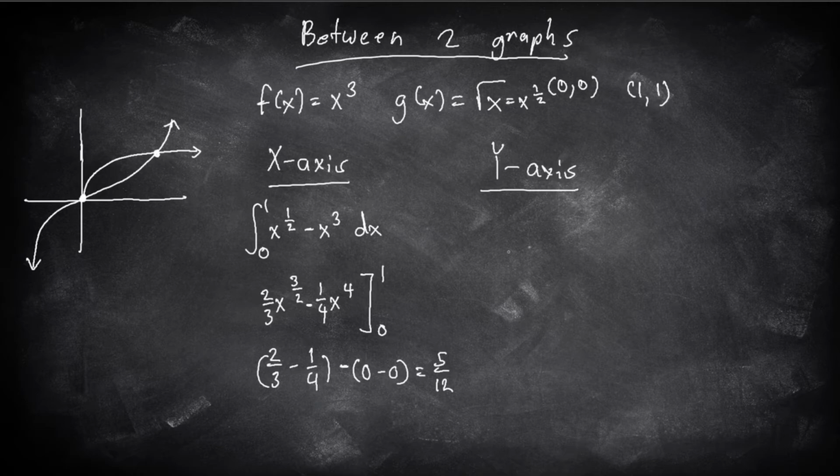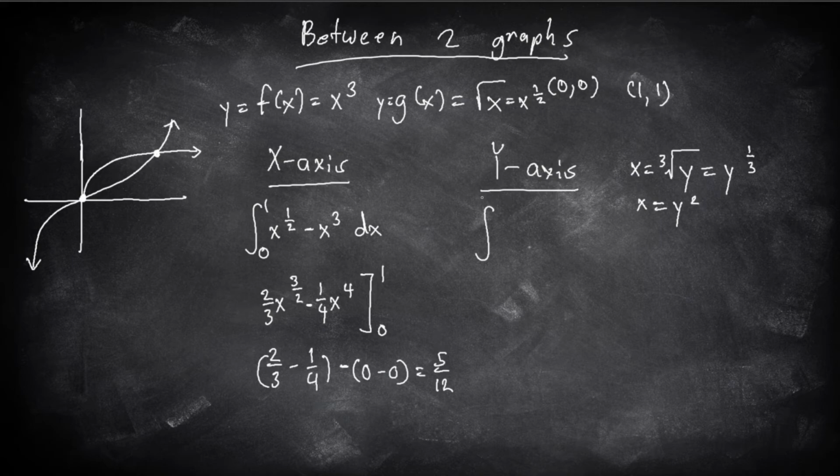Okay, now let's try it in respect to the y-axis. So remember, we've got to write this equation in respect to y. So in respect to y, let's just set it equal to y. So that means for this equation, we have x is equal to the cube root of y, or you could write that as y to the power of 1/3. For this one, we square both sides, so x is equal to y squared.